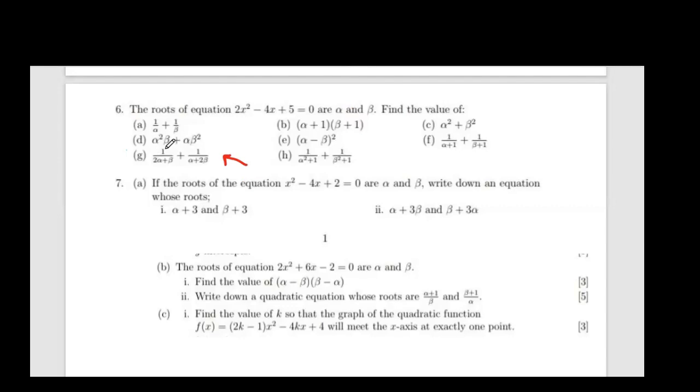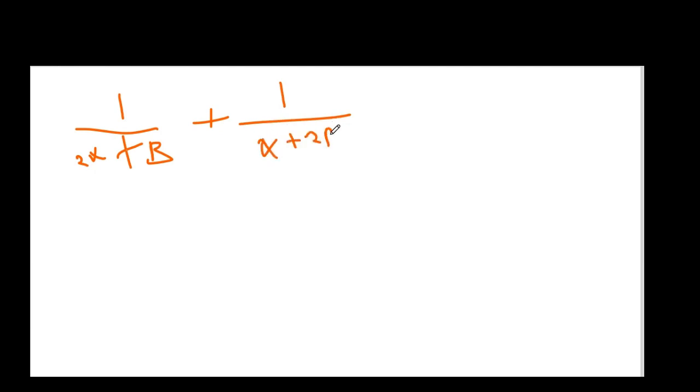Okay, so there we have 1/2α, we have 1/(2α + β). Then on the other side, we have 1/(α + 2β). Okay, so let's solve that. So there we have 1/(2α + β) plus 1/(α + 2β), like that.